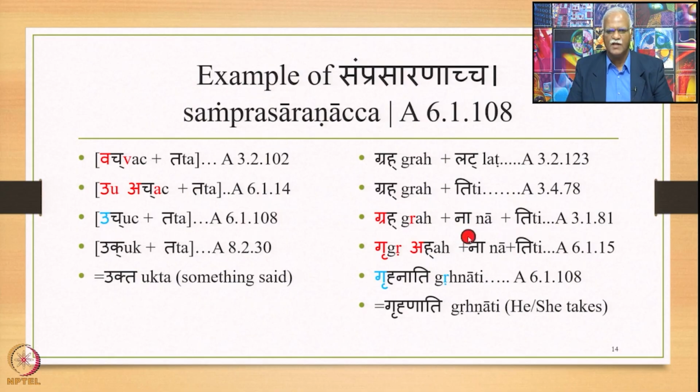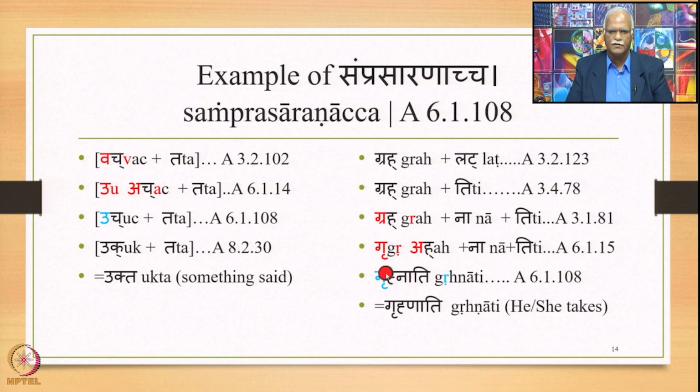Now because of this na, something happens in this graha. So this consonant ra now is substituted by a samprasarana. So now this r gets substituted by vowel ru. So we have gru. This a remains as it is, and we have aha. So gru, aha, na and ti.